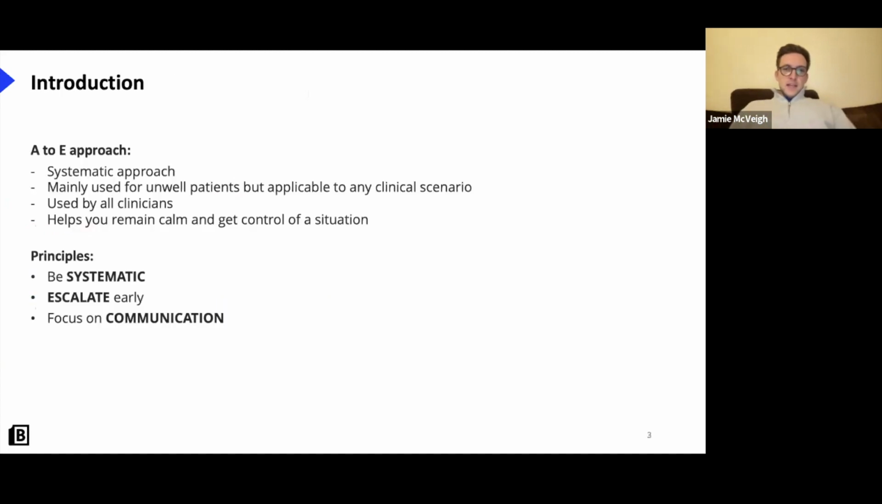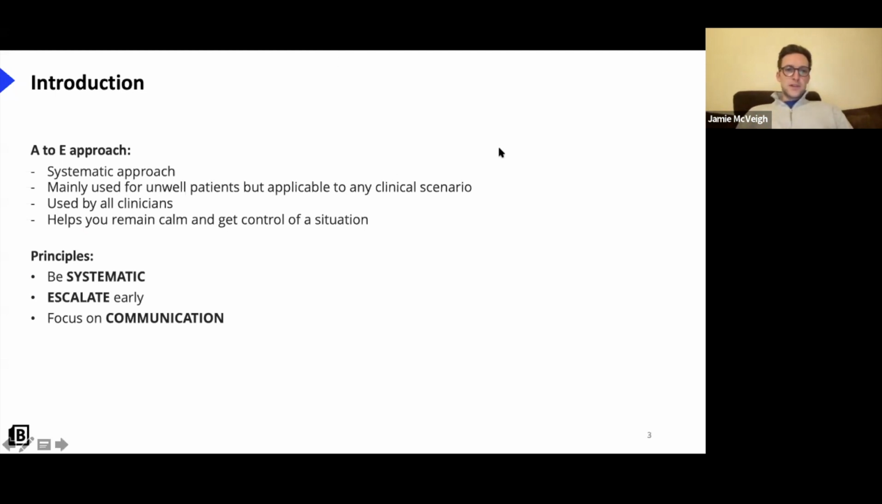So the A to E approach is systematic. It's used by lots of different healthcare professionals of all levels of seniority, and it's really useful in an emergency scenario because if you're panicking or if you're a bit concerned, then it just gives you a framework to work through the most important things.